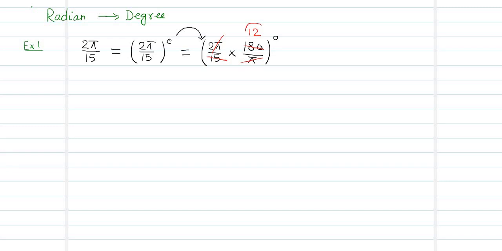So what actually will remain? 12 here and 2 here. So we will multiply them together so that we will get 24 degree. As a result, 2 pi by 15 radian means 24 degree.